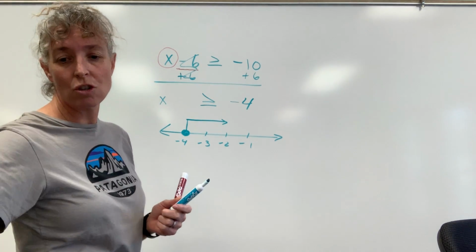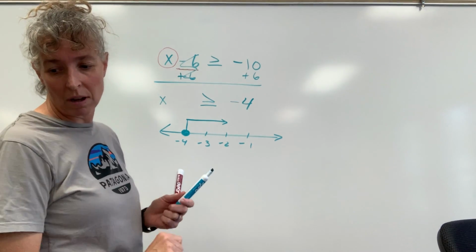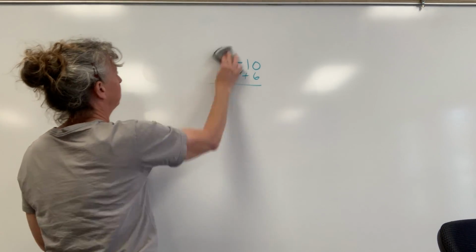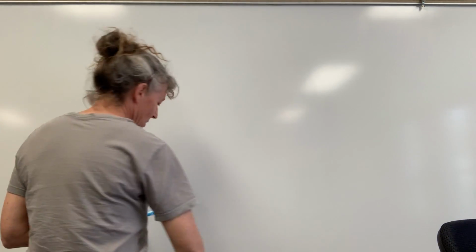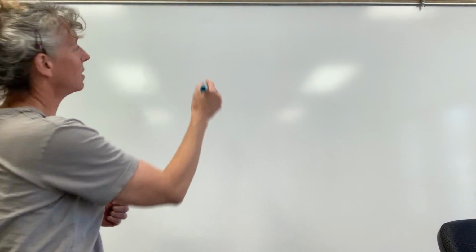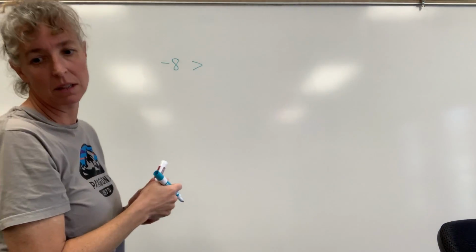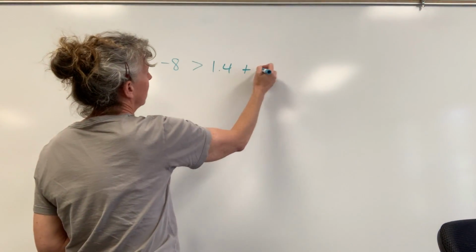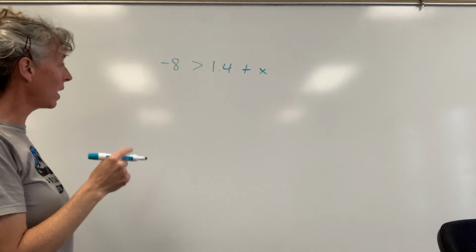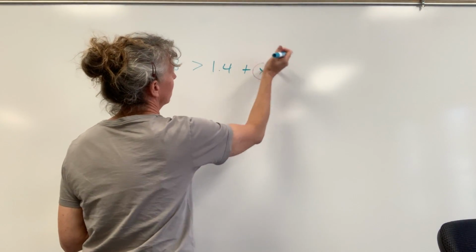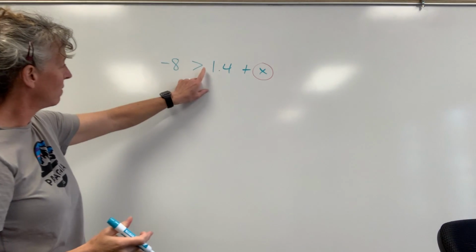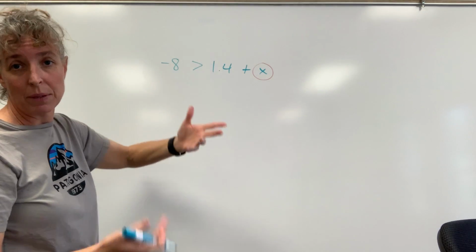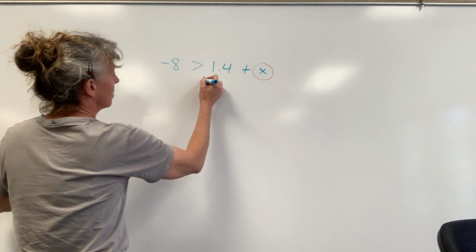Okay, let's try example number 2 on page 321. Okay, example number 2 on 321 says negative 8 is greater than 1.4 plus x. All right. So our goal again is to get this x right here all by itself. So we need to get rid of this 1.4 that's here. So to get rid of a 1.4 that's positive, we do the opposite, which is, all right, subtract 1.4.